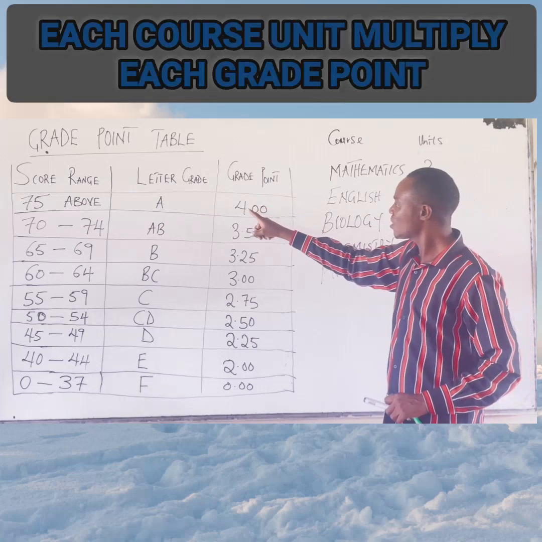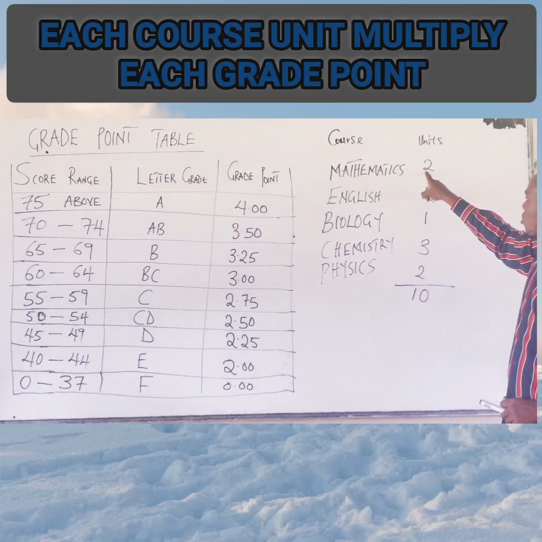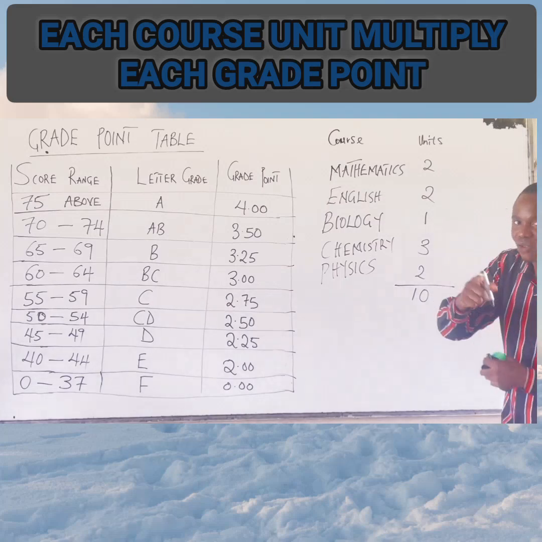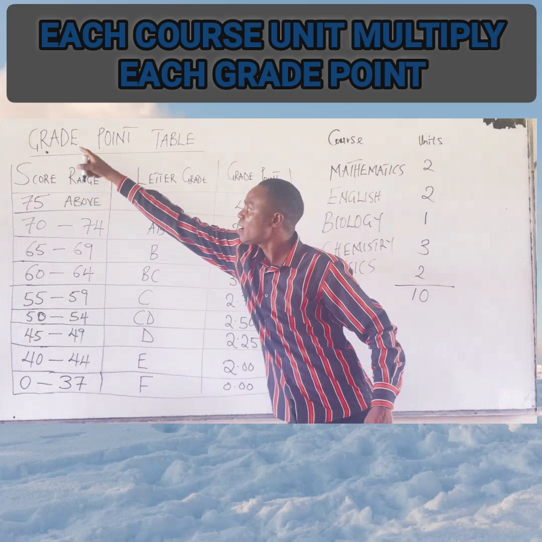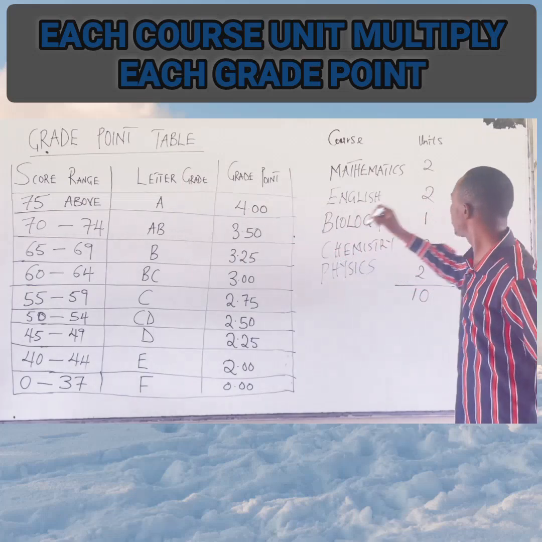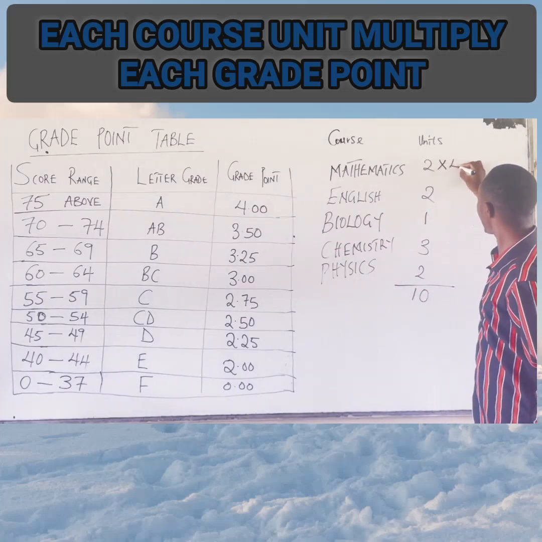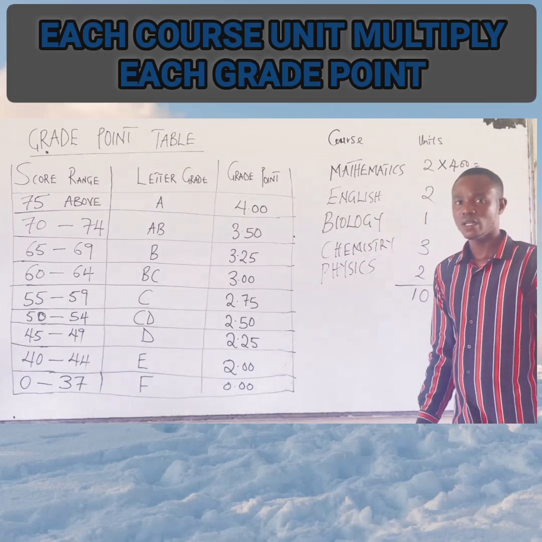So you now use this 4.00 and multiply it by the course unit. In mathematics, you scored 76. You come to the table, this is 75 and above, so 76 is here. So you now trace 4.00 and use it to multiply. Hope that is clear.